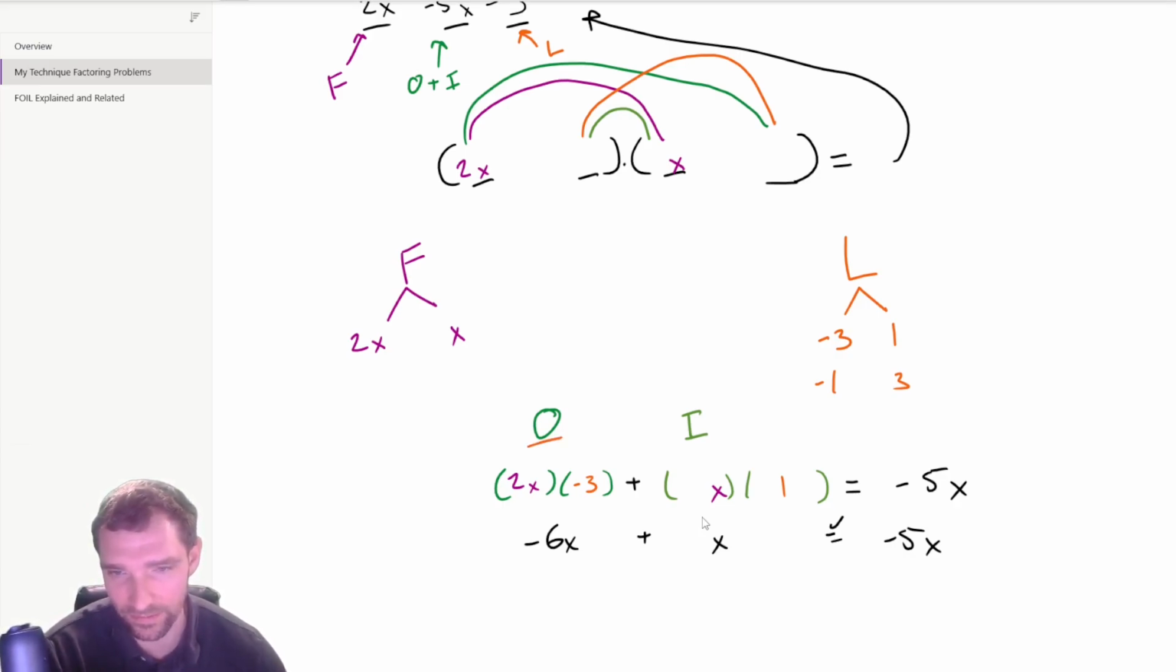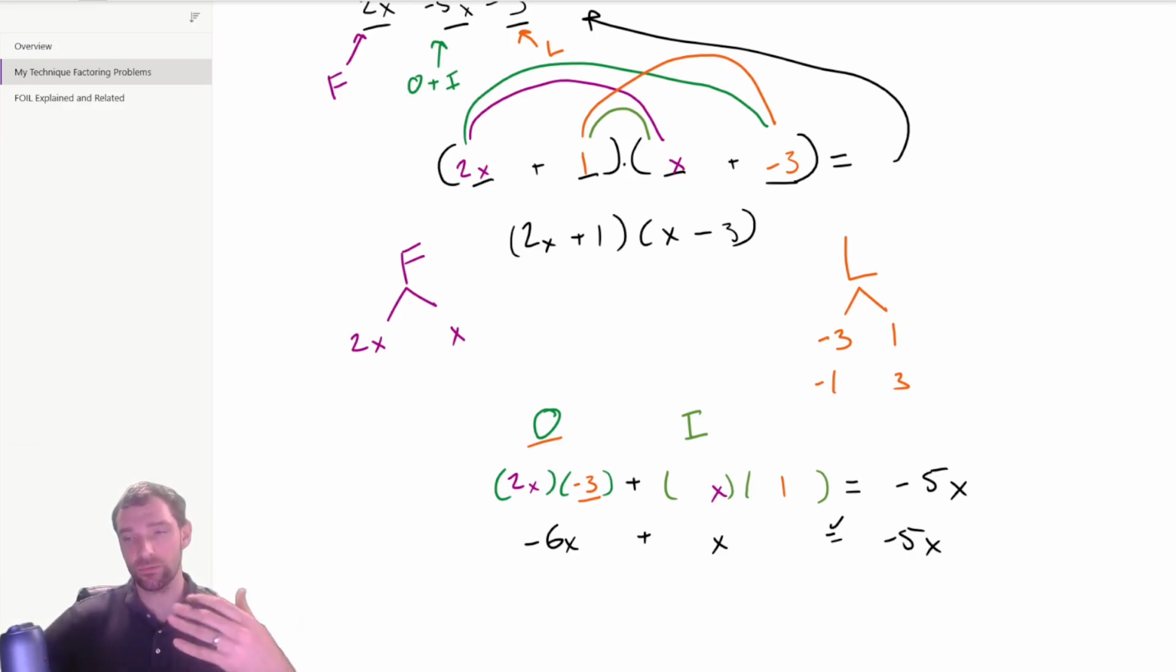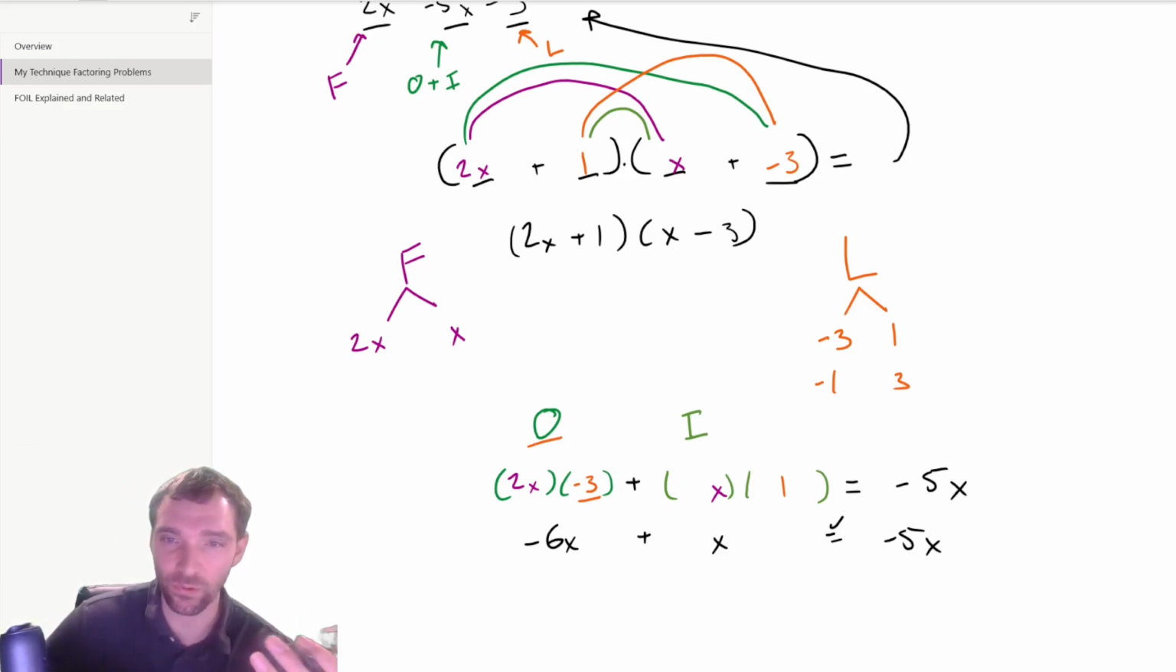So you can see outside right there. So this is going to be a negative 3. And then we would have a 1 there. So you could think about this as these two things being added, or another way of writing this would be 2x plus 1 and then x minus 3. So that is how I would go through this reverse FOIL method.